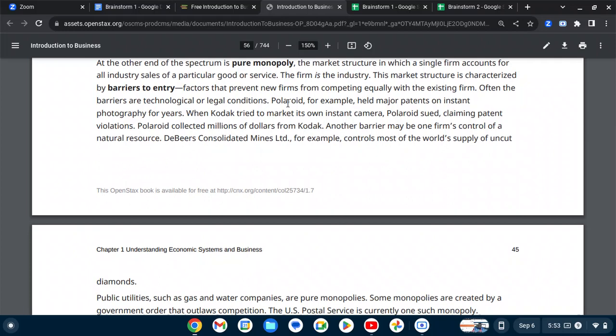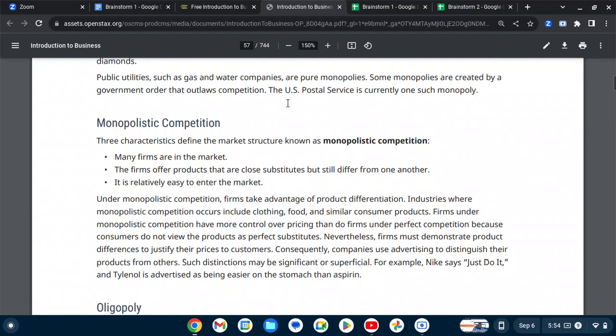Polaroid, for example, held major patents on instant photography for years. When Kodak tried to market its own instant camera, Polaroid sued, claiming patent violations. Polaroid collected millions of dollars from Kodak. Another barrier may be one firm's control of a natural resource. De Beers Consolidated Mines Limited, for example, controls most of the world's supply of uncut diamonds. Public utilities such as gas and water companies are pure monopolies.